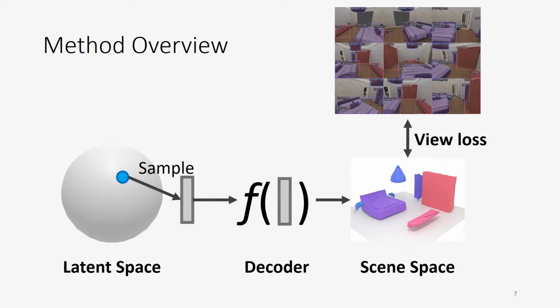Here is an overview of our method. Our 3D scene prior is learned by optimizing for a mapping from a latent space to a manifold of 3D scenes. Each random vector sampled from the latent space is decoded into a sequence of objects. We train this generation process guided by our view loss with differentiable rendering.